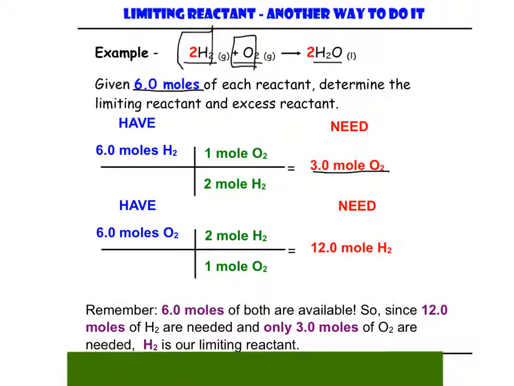So then we can go through and fill this out. So remember, 6 moles of both are available, so since 12 moles of hydrogen are needed, only 3 moles of O2 are needed. H2 is going to be our limiting reactant.